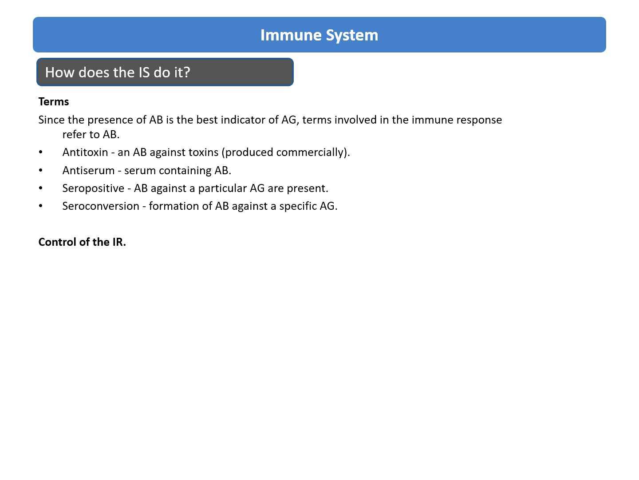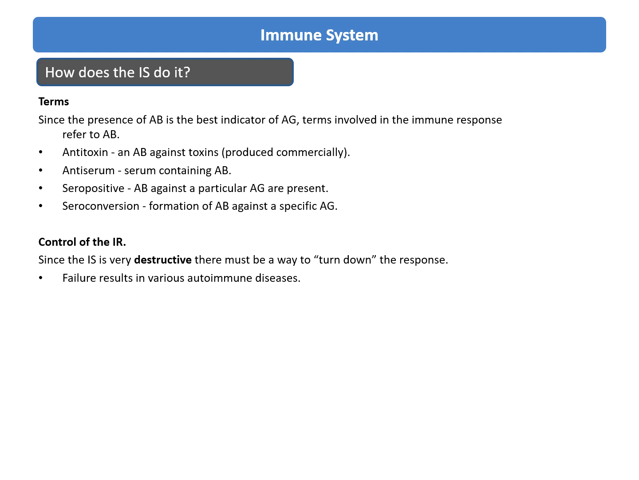How about control of the immune response? Since the immune response is a very, very destructive system, there has to be a way to turn down the response. Failure to do so results in various autoimmune diseases, and so your immune system begins to attack your own tissues.